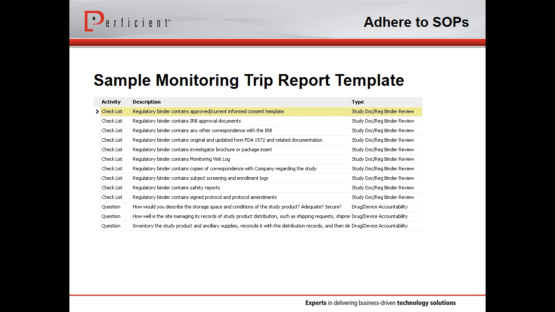The section of the SOP about study product has been converted into open-ended questions. You can see the question we looked at, how would you describe the storage space and conditions of the study product, adequate or secure? That's an open-ended question, so that's actually a question, not a checklist item. This is how the Siebel application can convert your SOPs directly into these specific templates. Once that template is in the system, it can be applied multiple times to every site visit that needs to be filled out from a monitoring perspective.